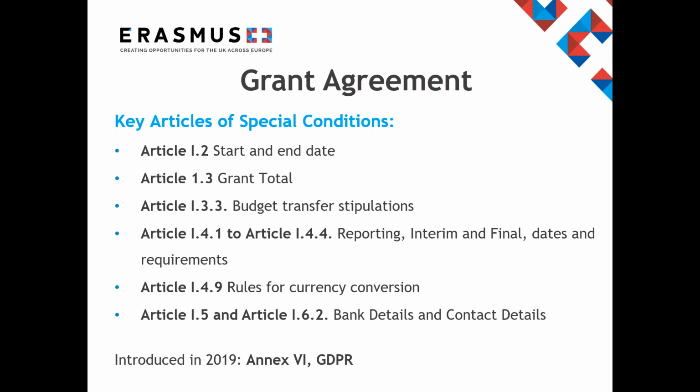Between Articles 1.4.1 to 1.4.4, you will be able to find explanations about reporting to the UK National Agency, both for interim reports and final reports. These articles give you the dates by which reports should be submitted and the stipulations for triggering payments. They also contain your project payment structure.